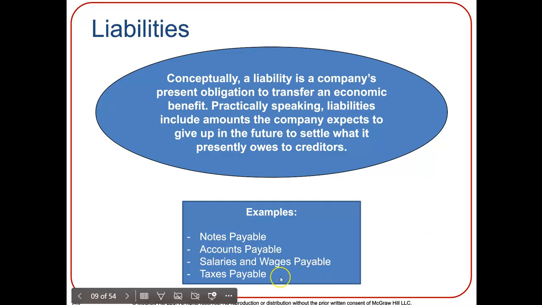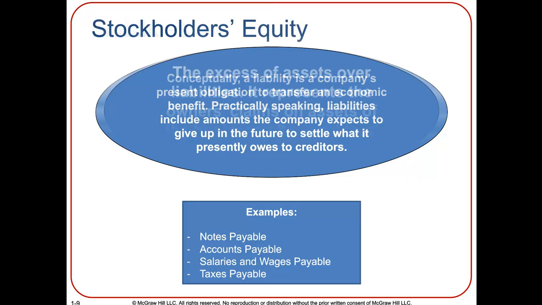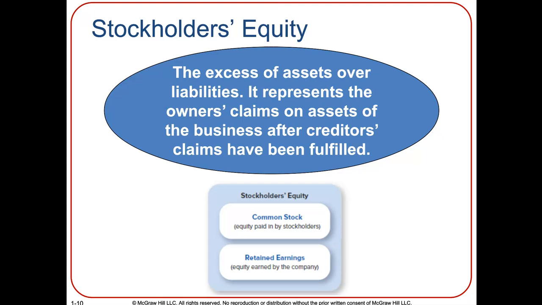All right. Then you've got taxes payable, right? With taxes payable, we're talking about federal, state, county, whatever it might be, but some kind of tax that is going to be payable. We'll get into that in a later chapter. Okay. So liabilities are what we owe people or other organizations.